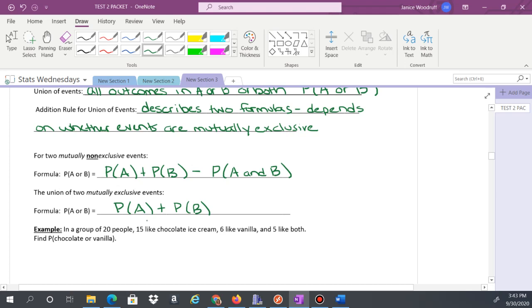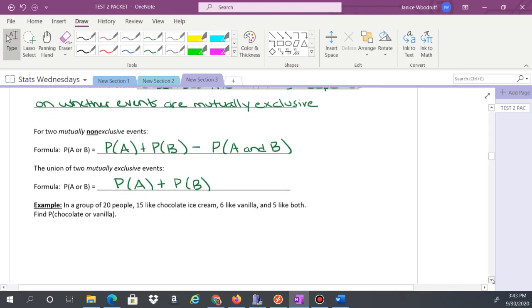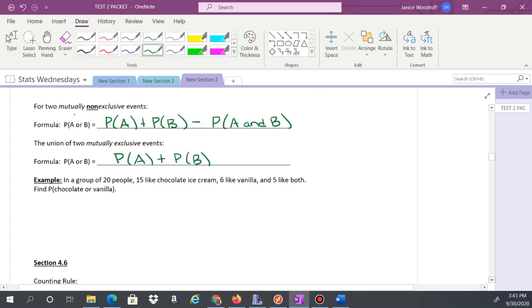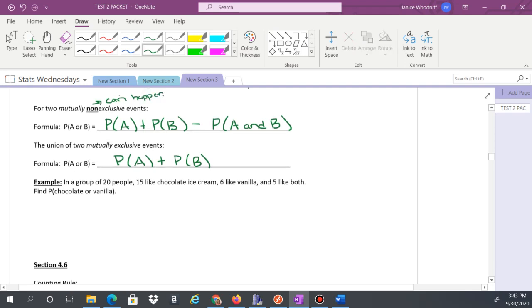So let's take a look at this example here. Okay, so non-exclusive means can happen at same time. And then mutually exclusive means cannot happen.